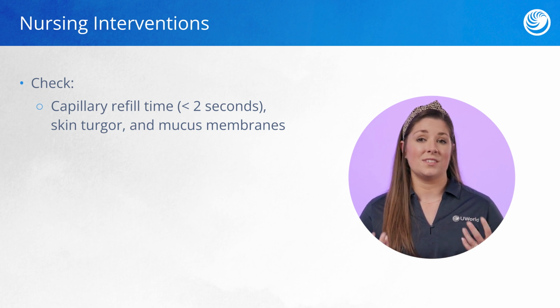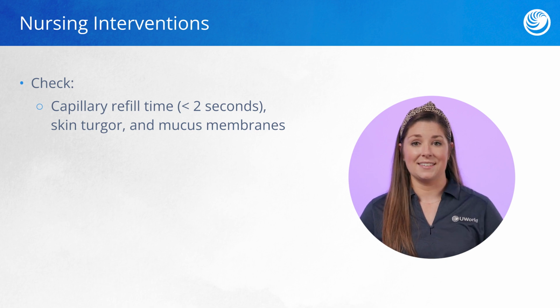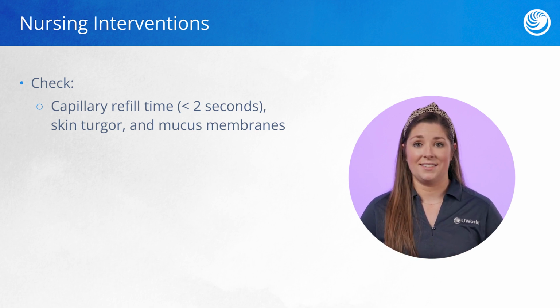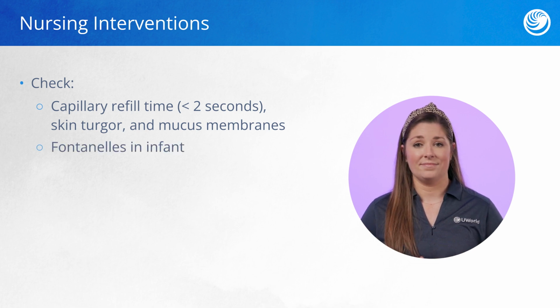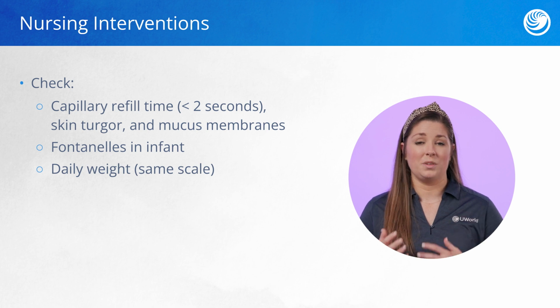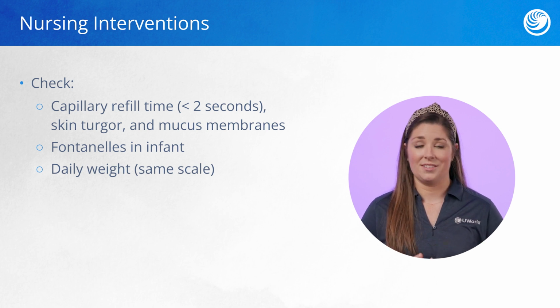We want to monitor skin turgor, that elasticity in the skin, as well as mucous membranes to make sure that they're well hydrated and moist. Checking the fontanelles in infants to make sure that they're not sunken, as well as daily weights. Again, we want to check the amount of weight loss, which will be equivalent to the volume loss.